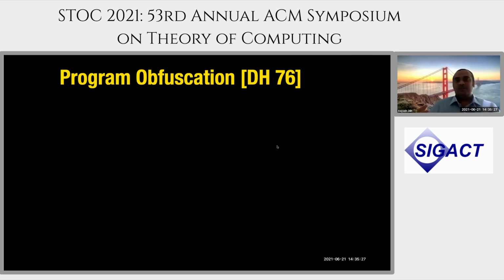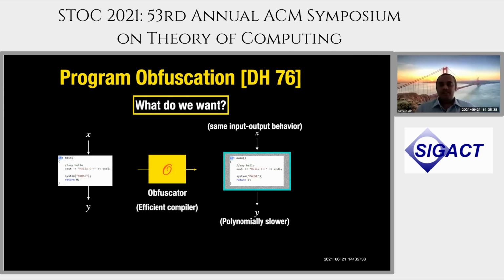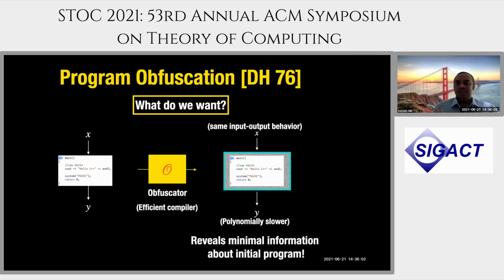Just to make it formal, this problem is called program obfuscation, and it was for the first time coined in this Turing Award work of Diffie and Hellman. So what were they asking? They were asking, can you come up with this compiler, which I'm going to call an obfuscator, which, by the way, is a polynomial time machine. It takes as input a source program. You can think of it as C code, Java code, or in some mathematical model like Boolean circuits or Turing machines. It takes that as input and outputs another one. Now this resulting program has essentially the same input-output behavior. It's at most polynomially slower, but more importantly, it reveals minimal information about the initial program.